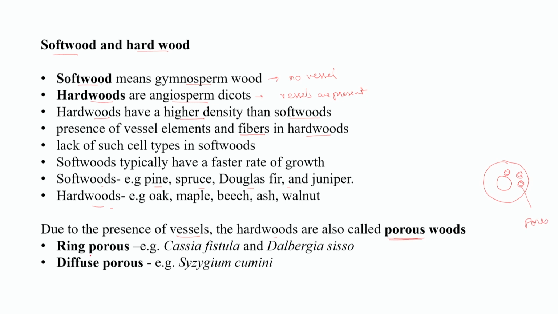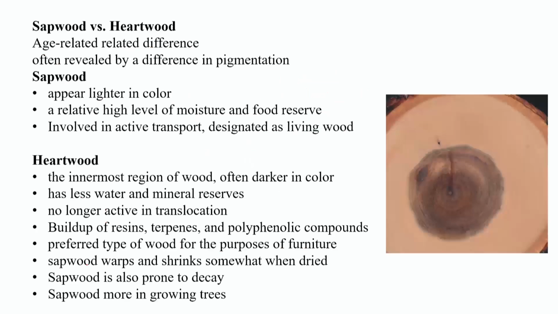There could be a ring porous structure, like in Acacia fistula and Dalbergia sissoo, which we will discuss later also, in which the vessels are confined to a particular region and form a circle. They are known as ring porous. But when they are found diffuse in the entire region, they are known as diffuse porous.